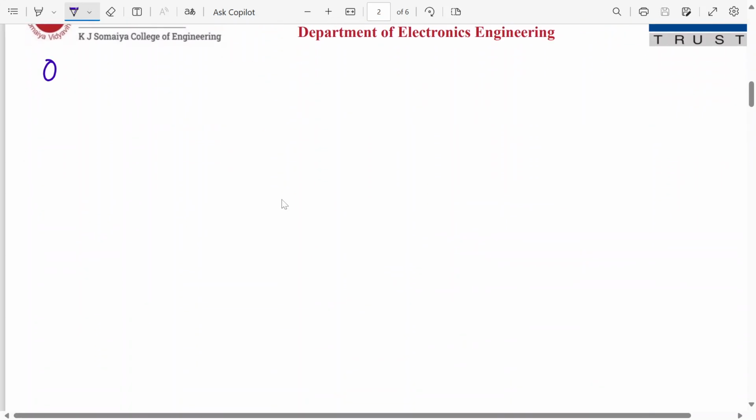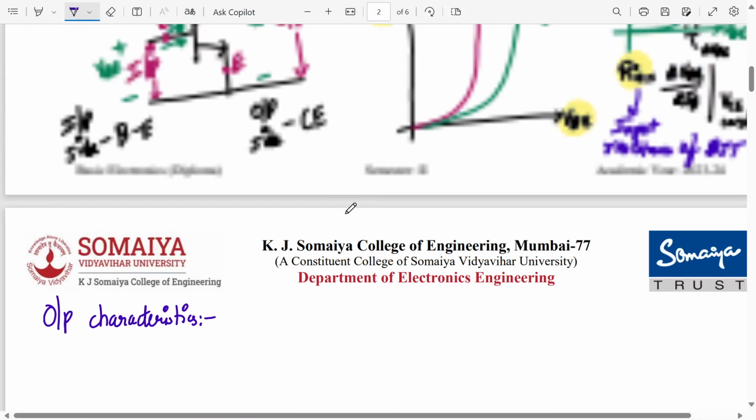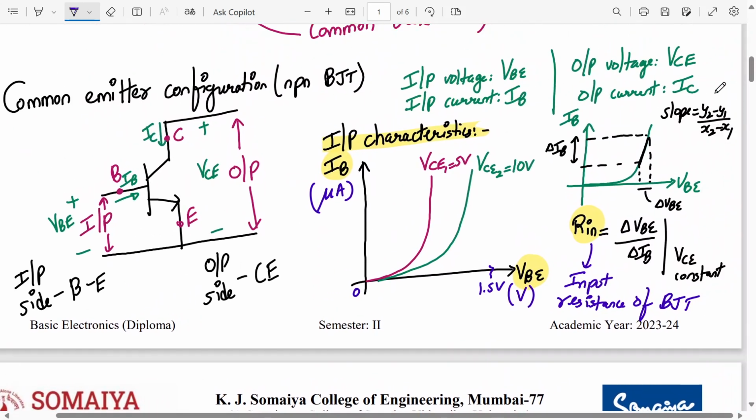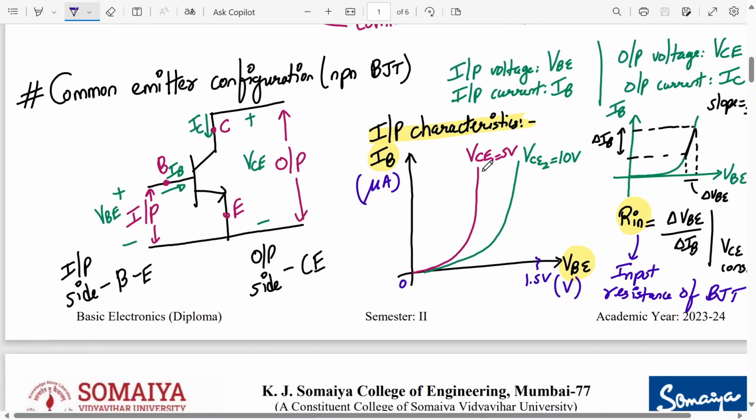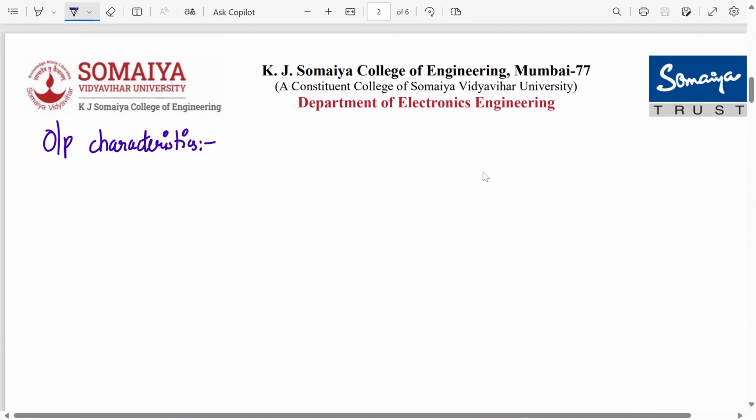Now tell me, output characteristics is a graph of what? Output current versus output voltage. Now what is my output current over here? IC. IC versus VC. This is important. You should know what is being plotted against what. So we are plotting collector current versus VCE. Okay, so we'll draw this graph.